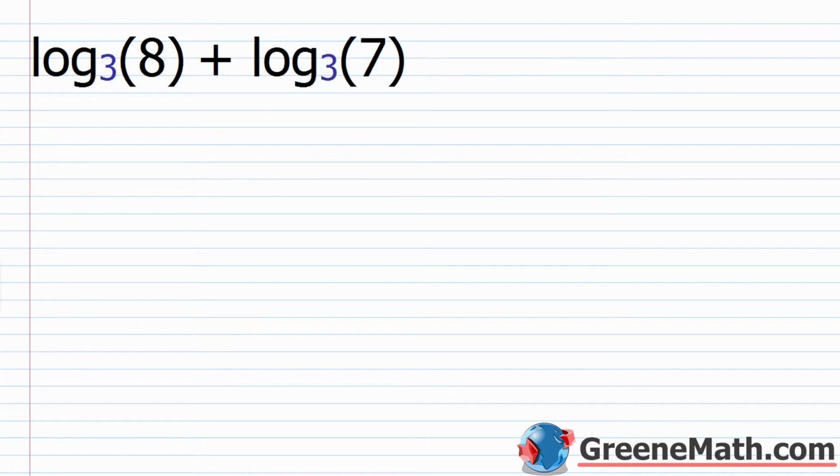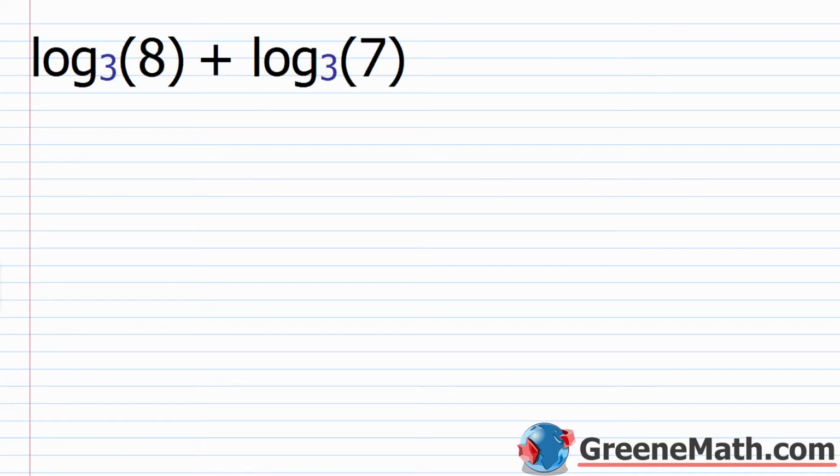All right, let's take a look at another one. So we have log base 2 of 5 times 12. So it's log base 2 of 5 plus log base 2 of 12. Very, very simple. All right, now let's try to reverse the process.